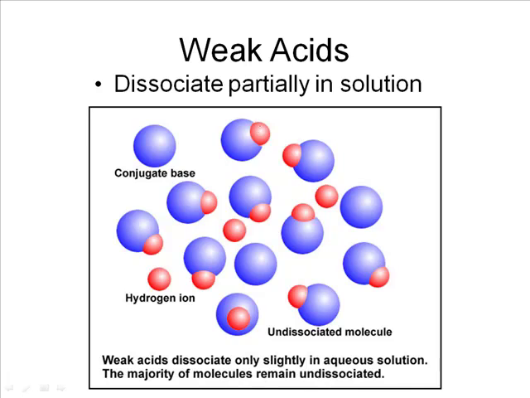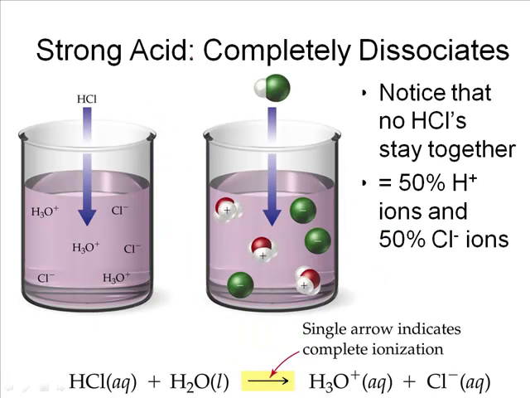Whereas over here, there's a lot of these guys that are still together. The H is the red, so it's still together, still together, still together. You getting the idea here? Here's one set, here's two sets, and here's three sets that actually have separated. But there's an awful lot that are still together. So that means not many have dissociated, so it's a weak acid.